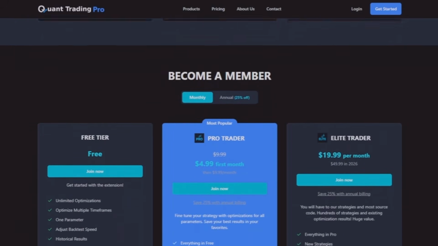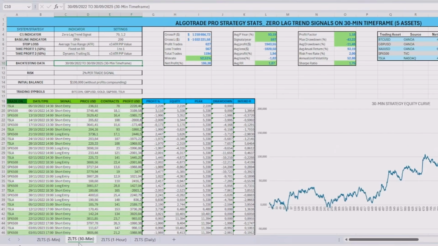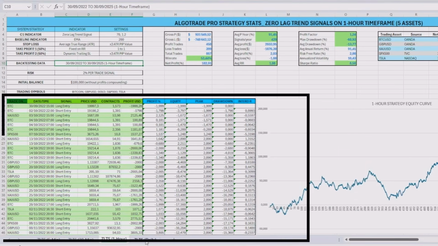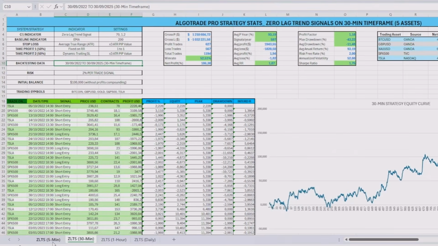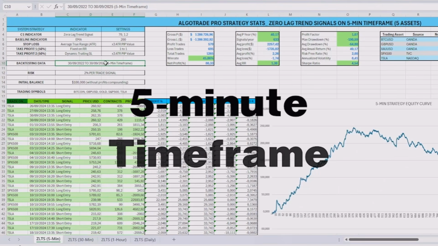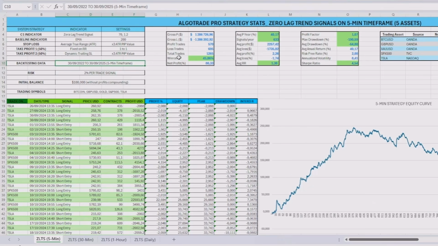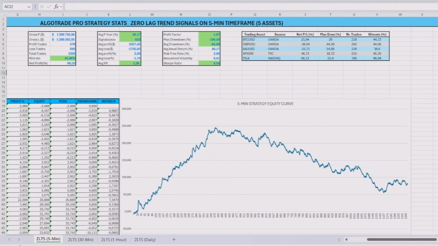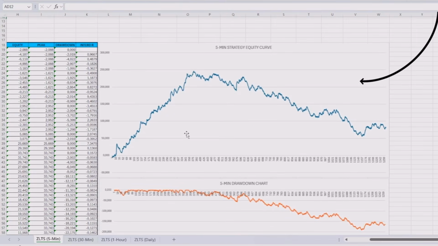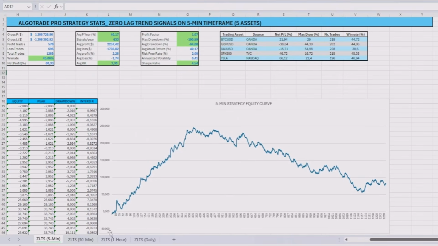After running all the backtests, I merged the data from every time frame and here are the full results. On the 5-minute chart, the strategy achieved a 45% win rate and an 80% net profit. However, while profitable, the equity curve showed high volatility, meaning it's not ideal for scalping.